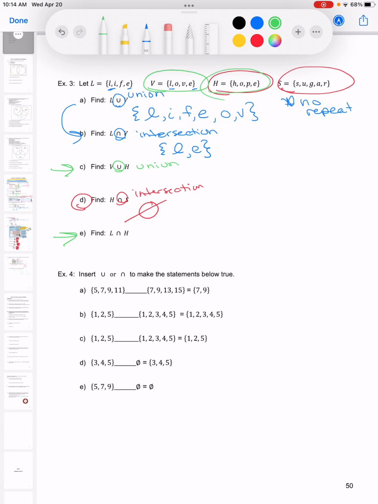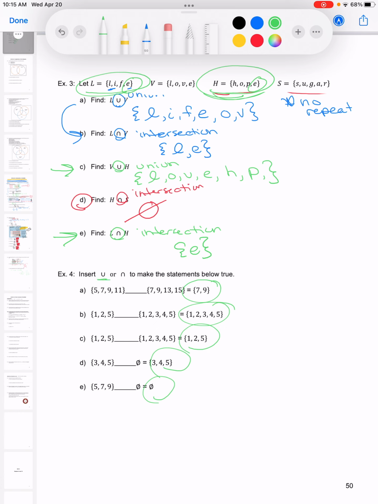Kind of continuing this idea with unions and intersections, I've got problems down here where I've given us the answer. So here's the answer over there, and we have to decide if the problem was a union or intersection. So we have to choose the symbol to put there. There are always exceptions, but in general, intersections are tiny and unions are bigger because we're putting all the things together. So if I look at A here, 7 and 9 are the repeating, so that's my intersection. For B, I've got all of the stuff in the first one and all the stuff in the second one. That is a union.